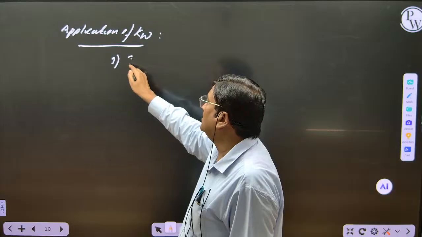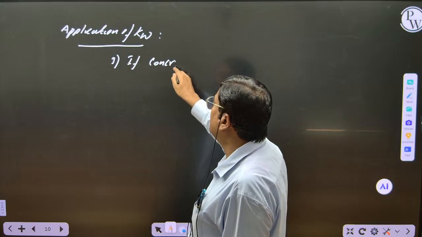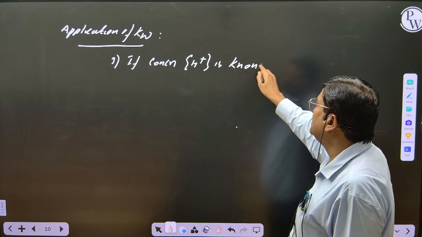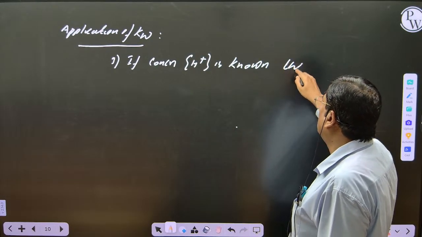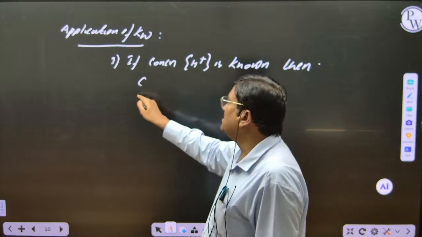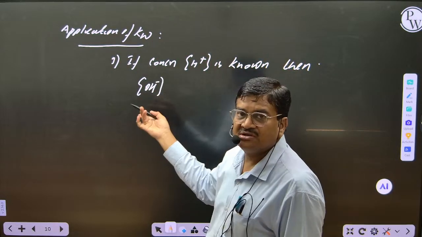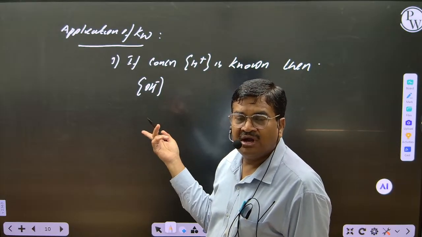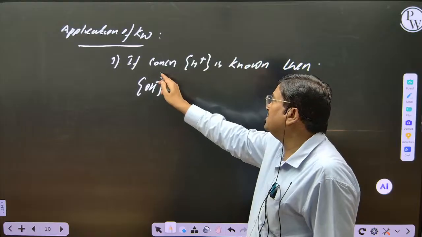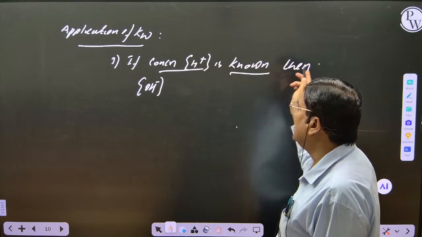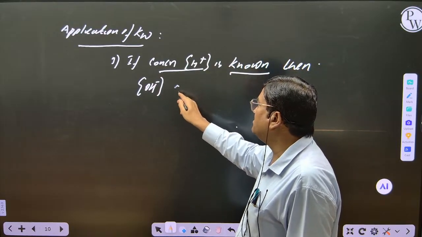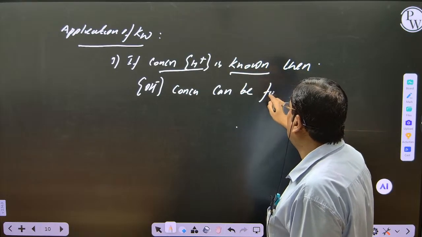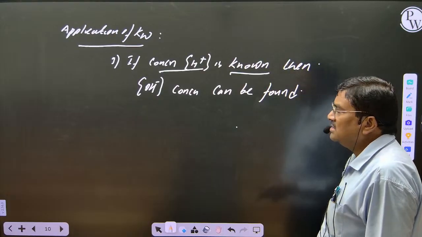If the concentration of H plus ion is known, then what can we find, students? Then the OH minus ion concentration can be known, no? And the converse. Converse means what? If the OH minus ion concentration is known, we can find out the H plus ion. So understood, if the concentration of H plus ion is known, then the OH minus ion concentration can be found. One is known, the other we can find.